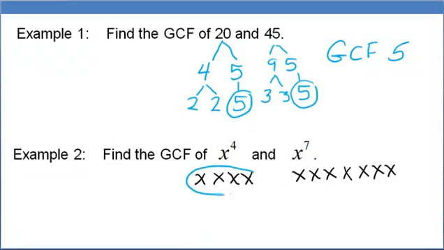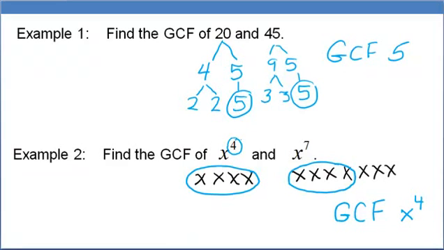So we have this many x's in x to the 4th. And that's all we can take out of the other one because remember, they have to be common. So our x to the 4th is going to be our GCF. So for variables, what would you say about the GCF? As long as you have the same variable in each one, you will need to go with the lowest exponent so that it will be common.